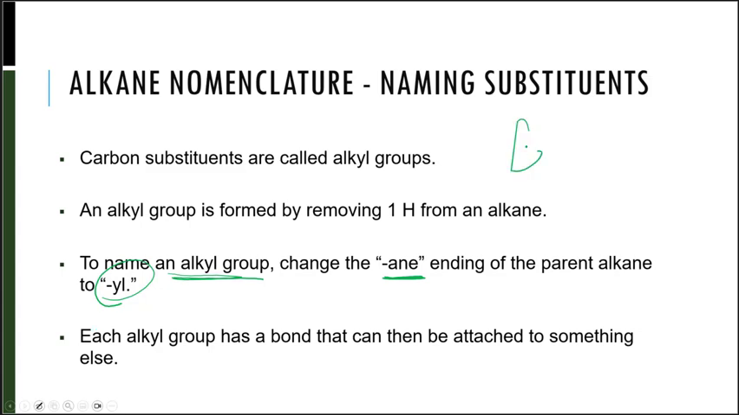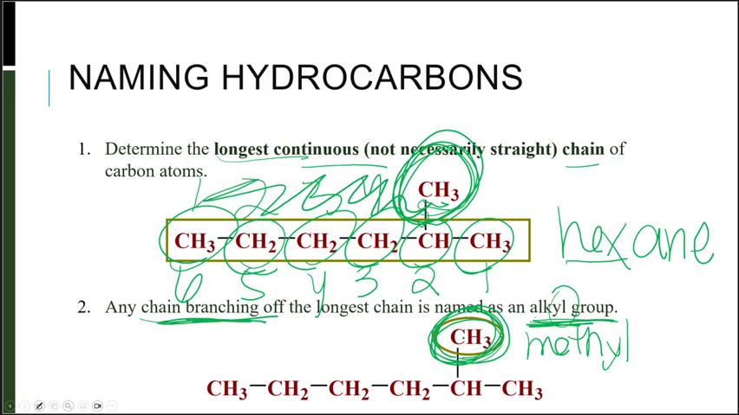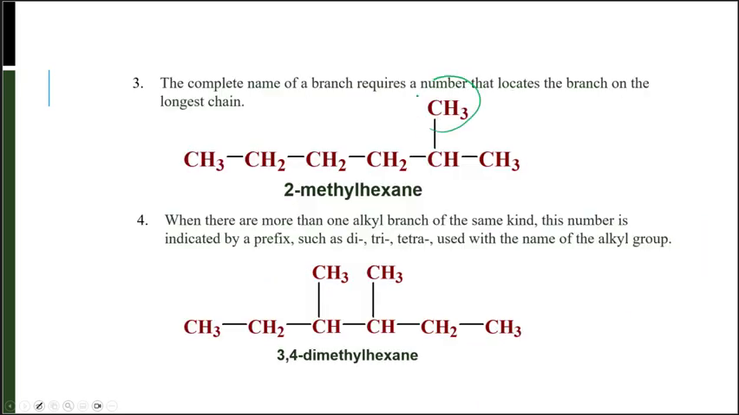And also notice CH4 is methane. The alkyl group has 1 less hydrogen in it. It was CH3. So it's not methane, it's methyl. So because that methyl group is coming off of number 2, we say 2-methylhexane. And what's cool is if you were just told this name, you could draw it.